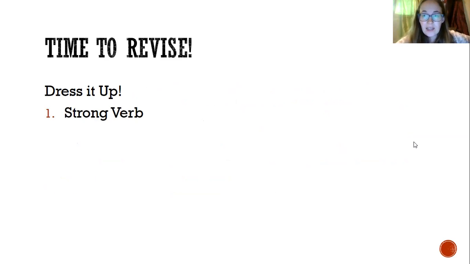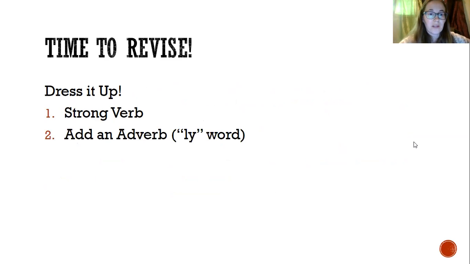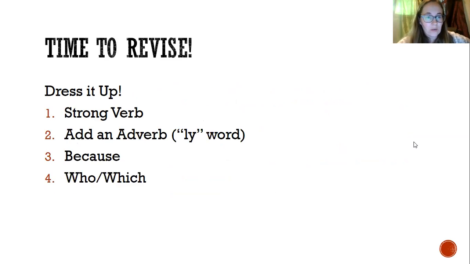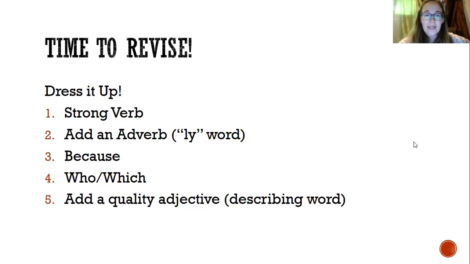The first thing I'm going to talk about is using a strong verb. The second thing is adding an adverb, an ly word. The third thing is adding the word because. The fourth thing is adding who or which. The fifth thing is adding a quality adjective, a describing word. And the sixth thing is telling when, while, or where. So all of those are great skills. I'm going to go over them one at a time for you.